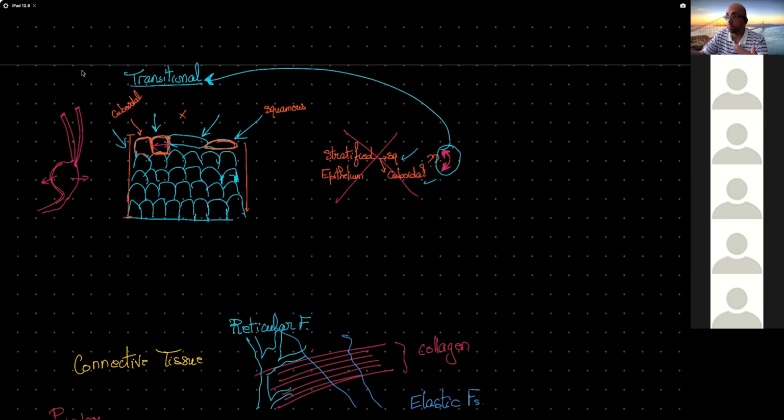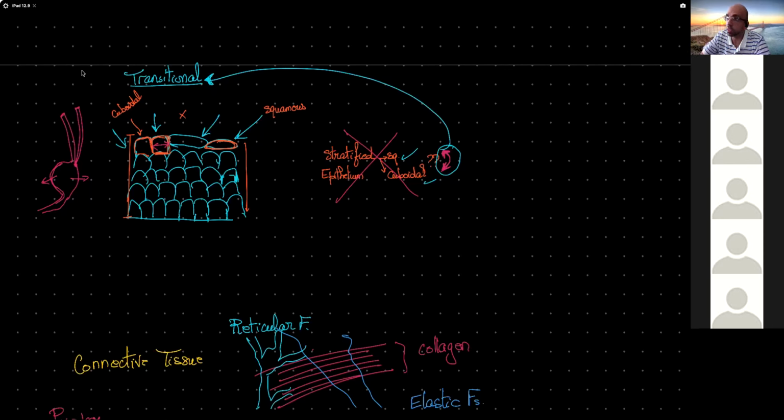Many cell layers, and when we looked at the apical cells, we've seen some of them are cubed, some of them are flat, right? So what did we call this type of epithelium? We called it a transitional epithelium. Why? Because it changes the shape of its cells. And where do I need to change the shape of my cells? Where I need to stretch the cells? Where do I need to allow stretch?